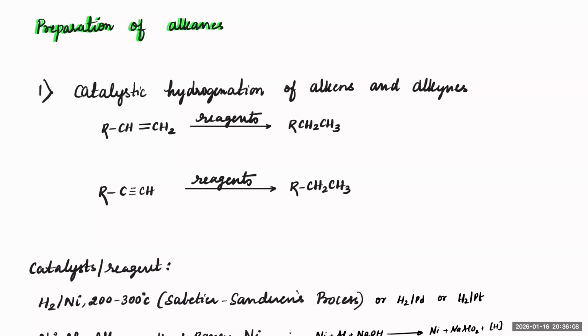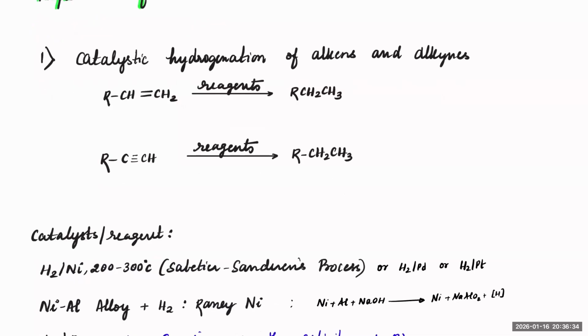Alkanes can be prepared from alkenes and alkynes. That is, if you have an alkene, I can have certain reagents which will add one hydrogen here and here. That way, you can get an alkane. And even when you have an alkyne, the same logic will work. You can have two hydrogens being added like this and thus getting an alkene.